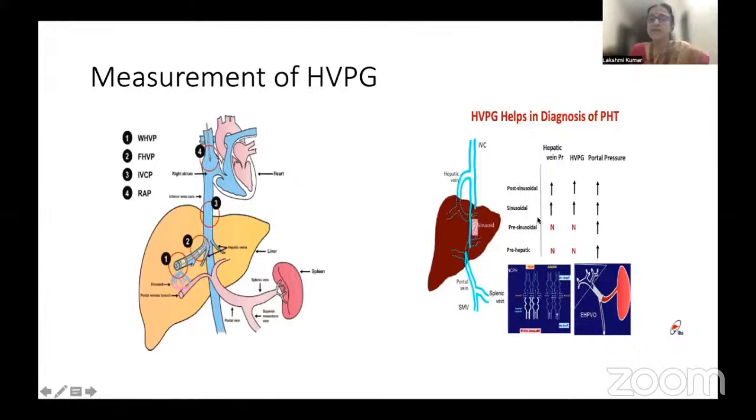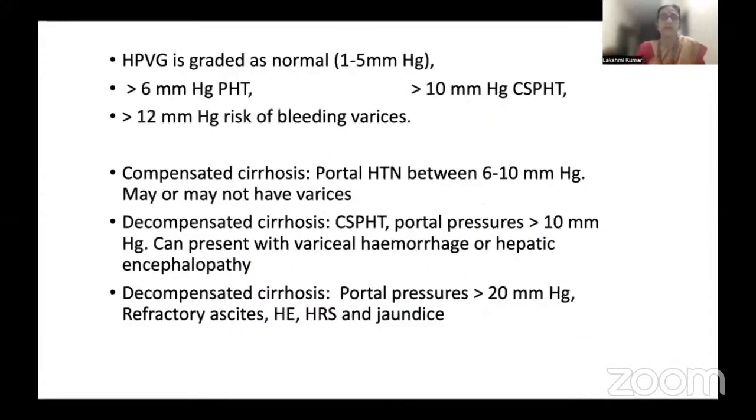So they say that if it is post-sinusoidal, that is in the vein, or within the sinusoidal, which is the liver, both the hepatic venous pressure, the portal pressure, and the hepatic venous pressure gradient are elevated, and by looking at the pressures, one may be able to diagnose the cause of the portal hypertension. So, hepatic venous pressure gradient is normal if it is 1 to 5. More than 6 millimeters of mercury, you call it portal hypertension.